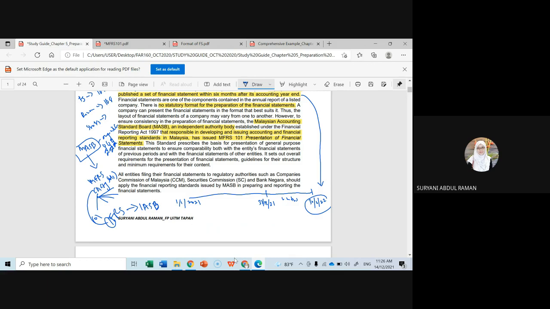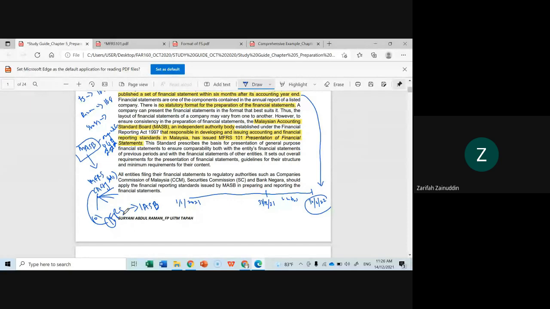So to accommodate the culture in Malaysia, the Malaysian government under the Financial Reporting Act 1997 established their own body called MASB. And then the MASB gathers all the experts in Malaysia and they issued the accounting standard that suits the Malaysian, that is called MFRS. But actually the content is more or less the same as IFRS. So can you see the difference between MASB and IASB, MFRS and IFRS now? Class, are you with me?